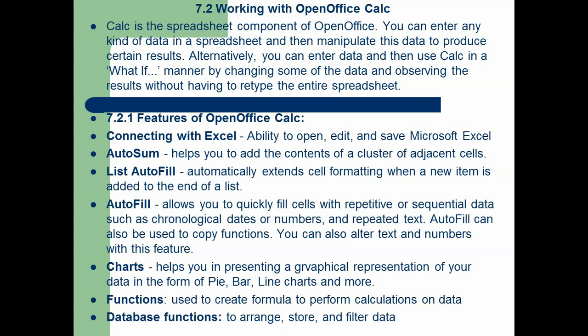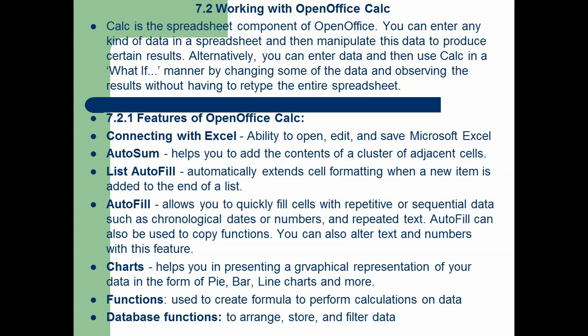OpenOffice Calc provides a feature called AutoSum by which we can do any addition without giving any formula or function. By simply clicking this feature, we can create an AutoSum output. Next one, autofill, which allows us to automatically extend cell formatting when new items are added to the end of a list. We will see and discuss all these features.